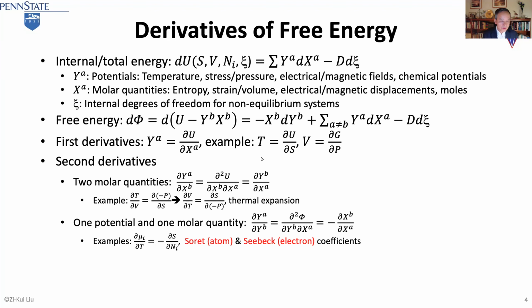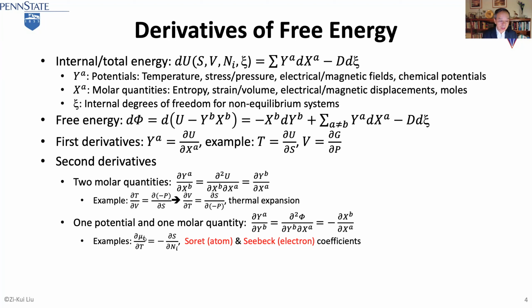And the second derivatives are more complex because now we have two variables, which could be two molar quantities, such as volume and entropy, so we get thermal expansion. The relation between these two is the Maxwell relation. And now if we have one potential and one molar quantity, then we get a new set of properties, which are not often discussed in the literature.